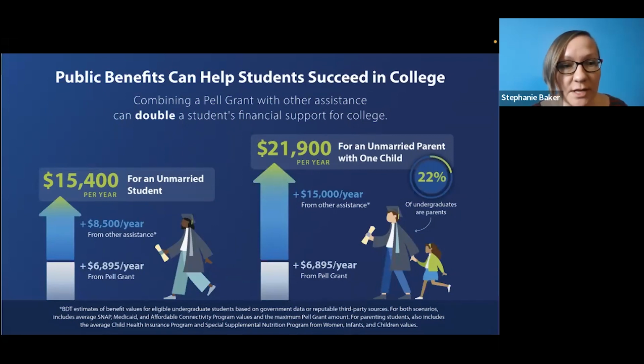On the left is a single student receiving just under a $6,900 a year Pell Grant that could qualify for an additional $8,500 a year in other benefits, bringing the total amount of assistance they get to just over $15,000 a year. And on the right, we have an example, a single and unmarried parenting student with one child receiving the same amount in a Pell Grant and up to $15,000 a year from other benefit programs. So that's just to give you an idea of the degree to which this can help students increase their support for meeting basic needs.